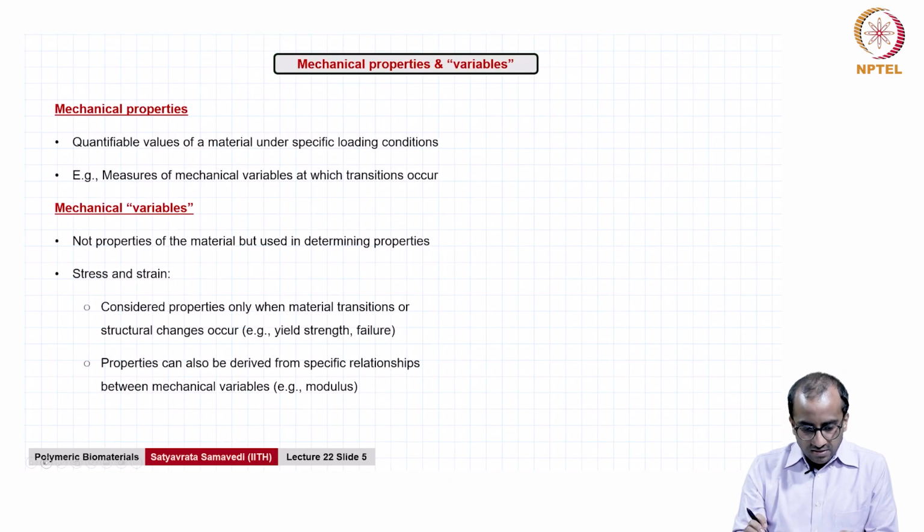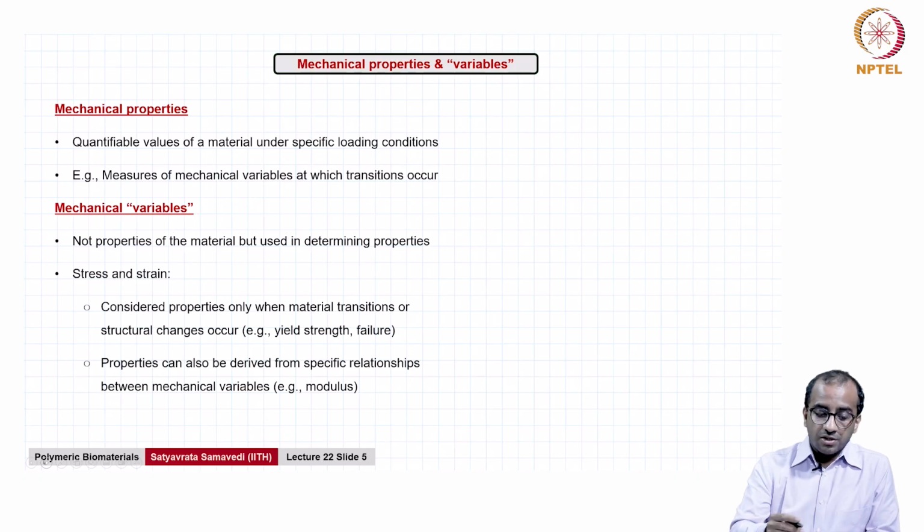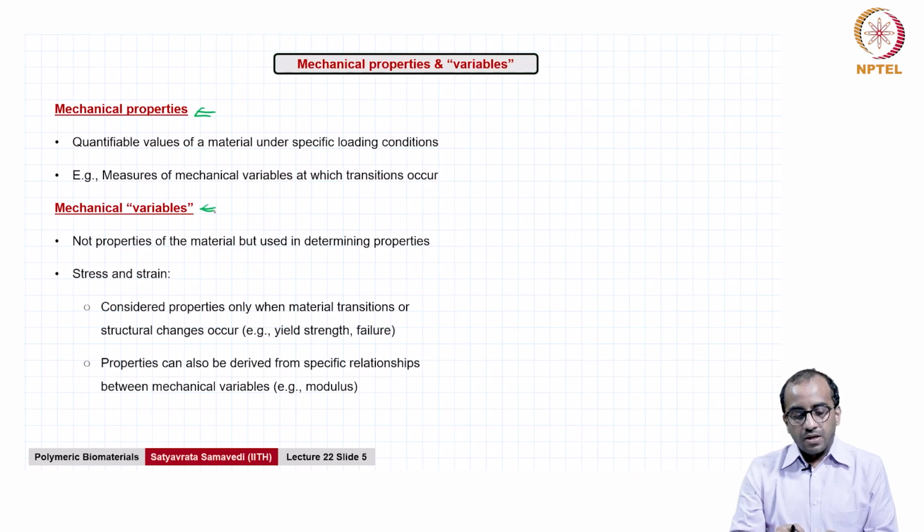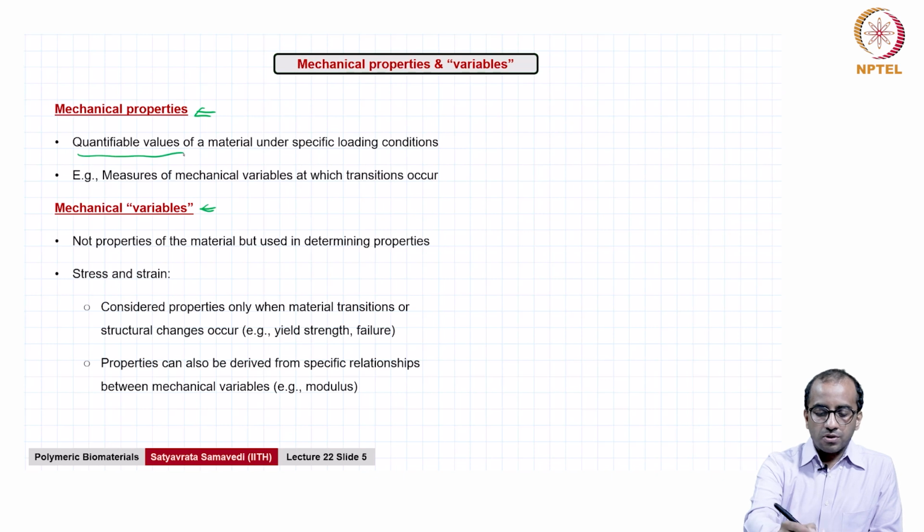So, the first thing we will begin by saying is to make a distinction between mechanical properties and mechanical variables. Now, often these are conflated, and it is good to make that distinction right away. Mechanical properties are quantifiable values of a material under specific loading conditions.